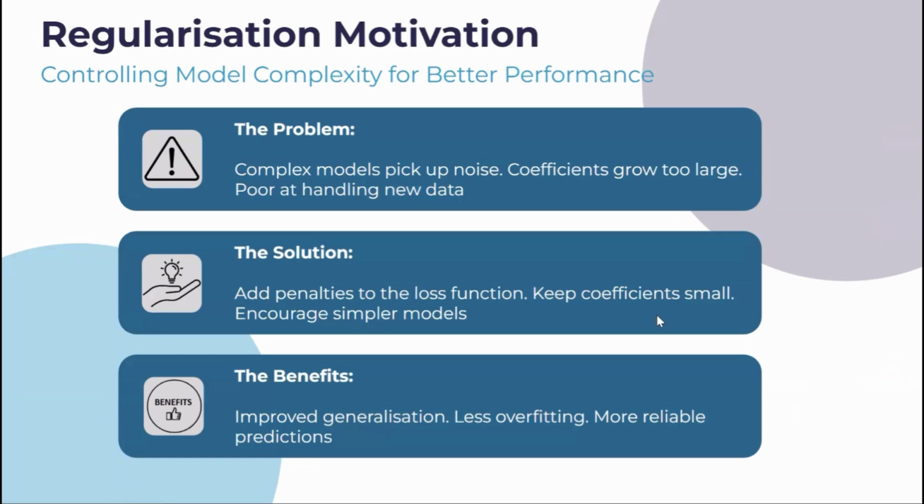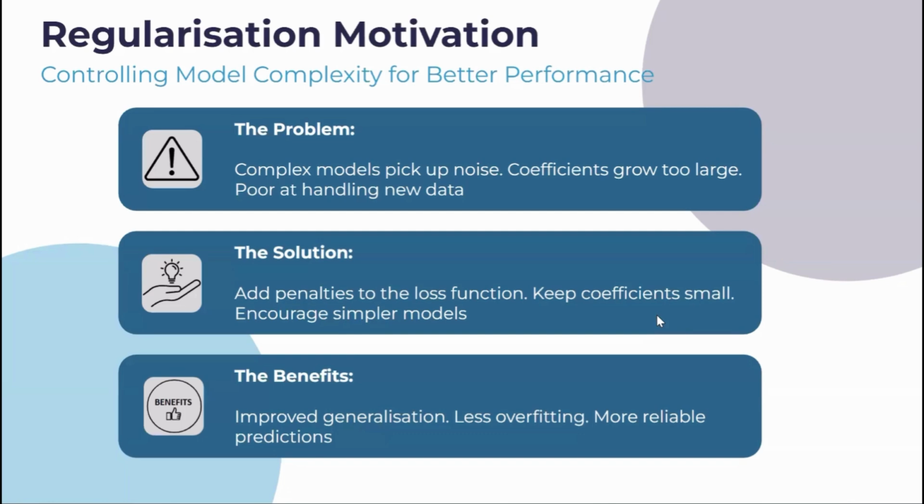So the problem is that a complex model picks up noise. Coefficients grow too large, and it is poor at handling new data. What is the regularization motivation? Bring down the accuracies, right? When the models are complex, the variance is more. I mean, they should not put that noise word, this is the variance part. When I say noise, it means actually adding more penalties, so a slight confusion could be there.